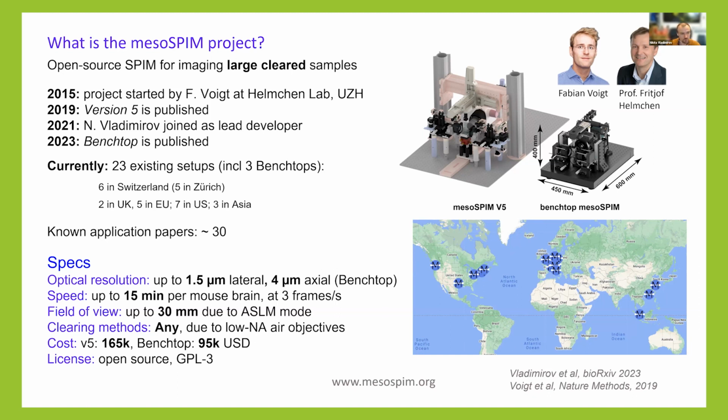So I will quickly go through the specs. It's not a high resolution technique. It's about 1.5 micron by 4 micron, lateral versus axial resolution. It's very fast. It can scan the entire mouse brain in about 15 minutes. It has a large field of view. It works with pretty much any popular clearing method. And its cost is relatively low compared to commercial systems. So version 5 is $160,000 and Benchtop is below $100,000.